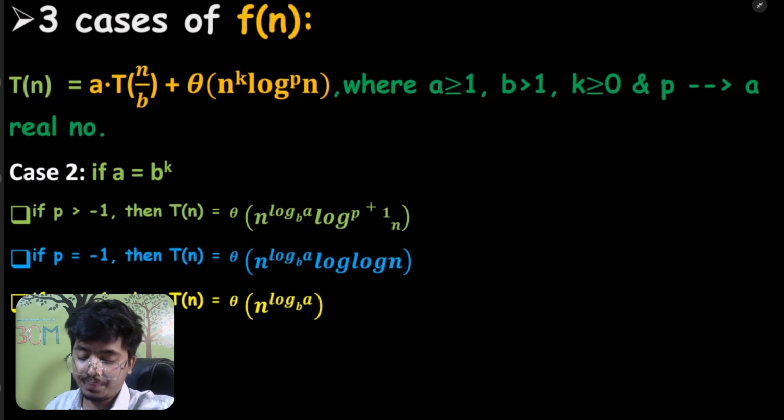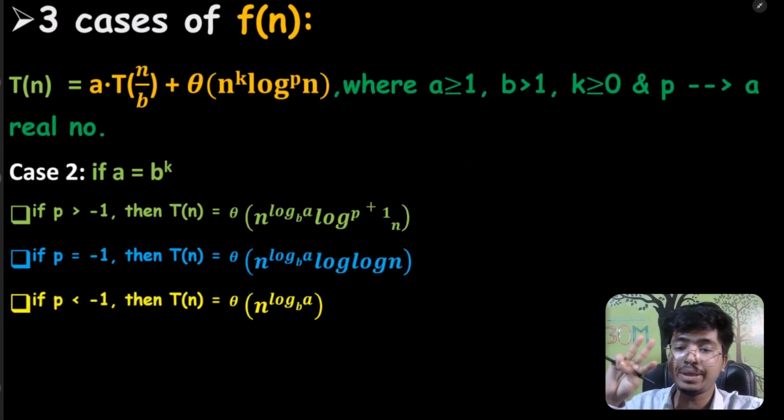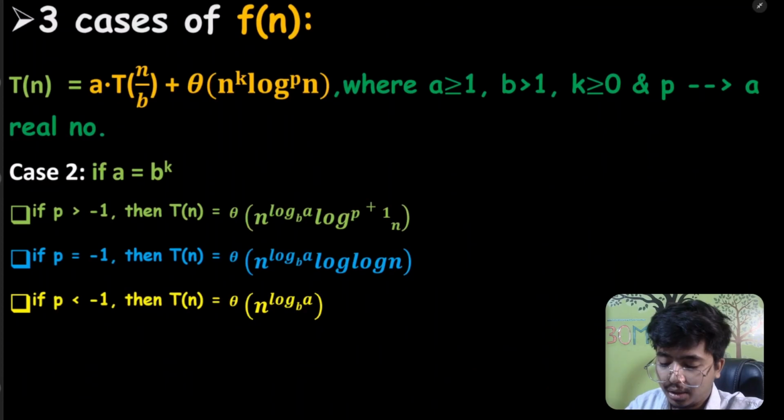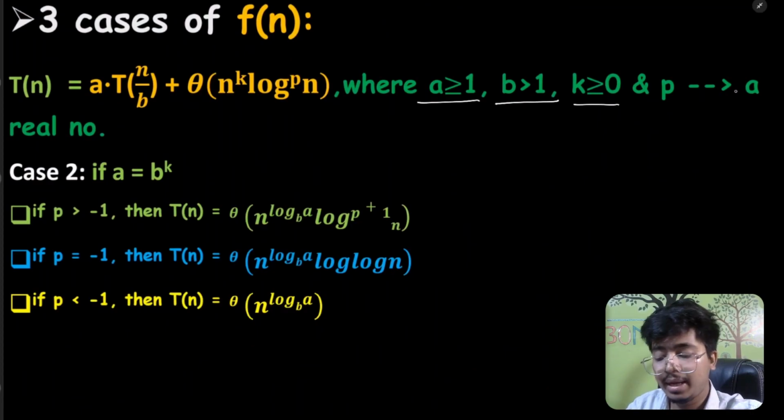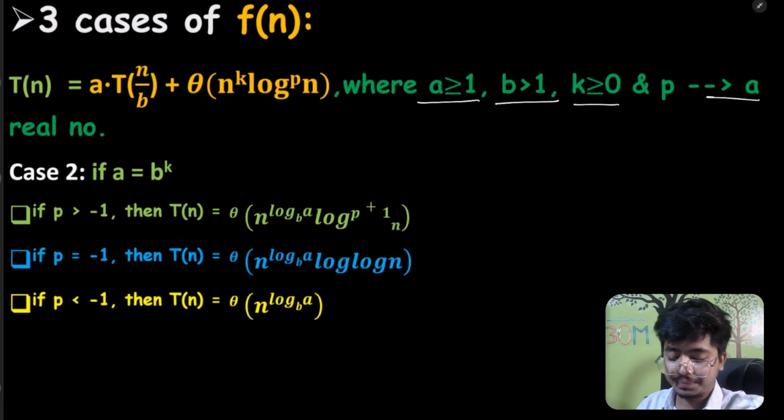Now the case 2. We discussed that in case 2 there will be three conditions based on the value of p. So the conditions: a must be greater than or equal to 1, b will be greater than 1, k will be greater than or equal to 0, and p a real number. I have already told the conditions of the standard formula. Now case 2, when a equals b to the power k, then we check with respect to the value of p: if p is greater than -1, if p equals -1, if p is less than -1.